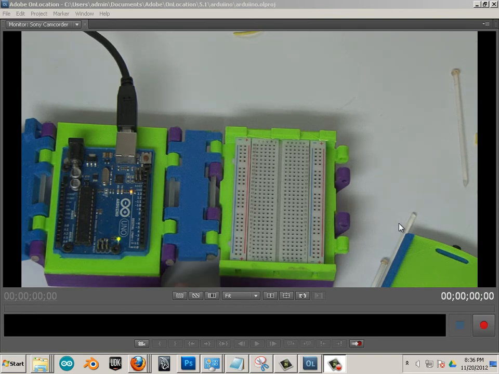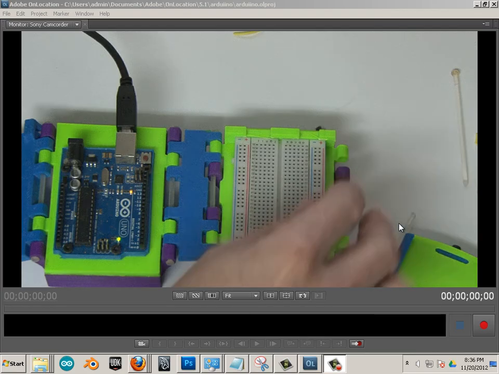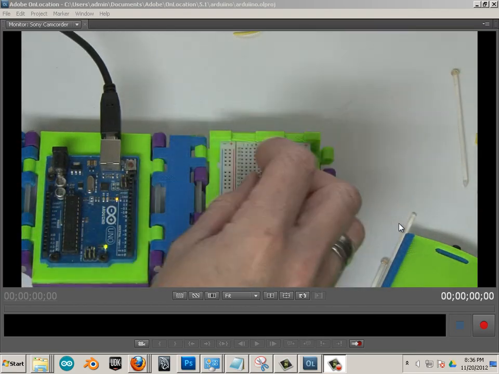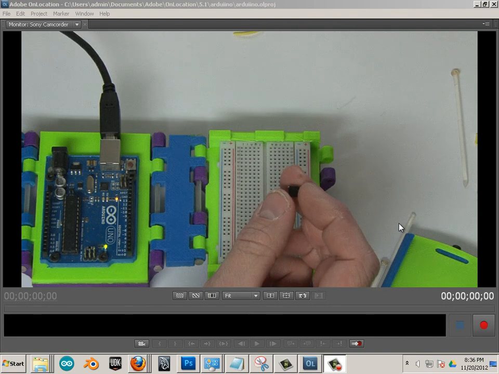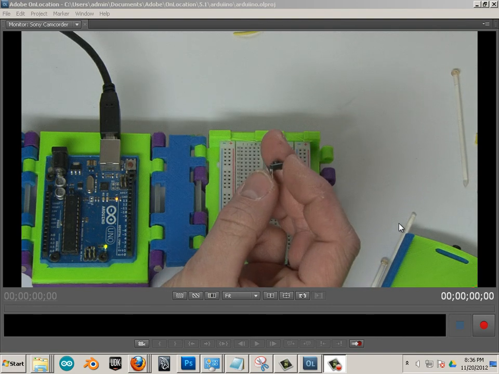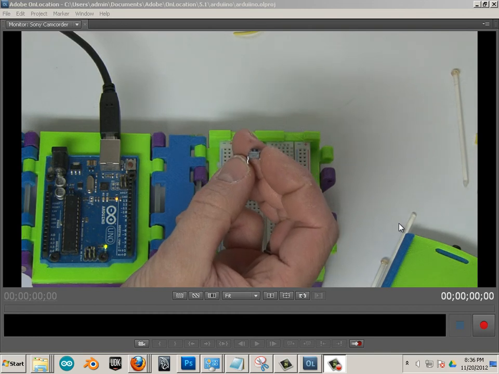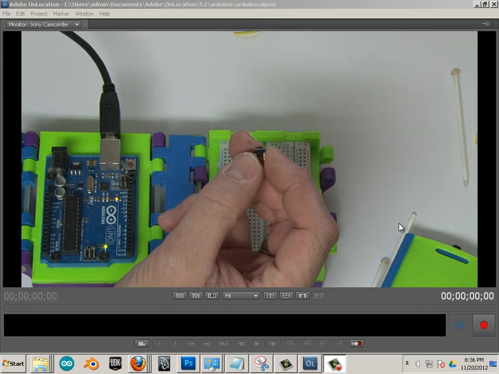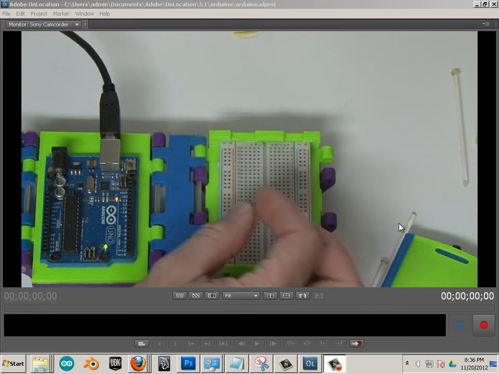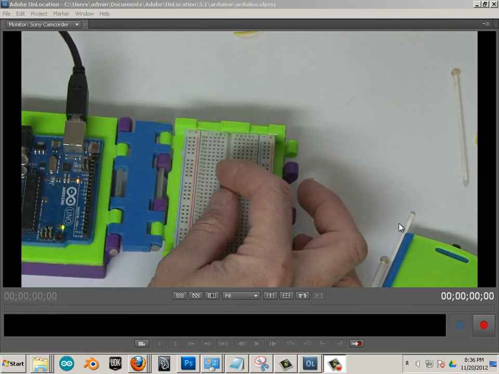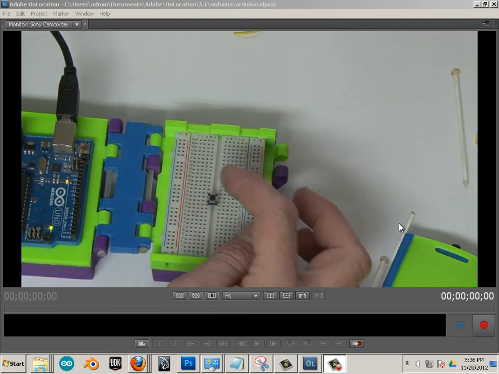Now, we take our switch, and you can get these at Adafruit, you can get these at SparkFun. These are really nice to have. They're really cheap little switches, but they work great for breadboards. And you can see it's divided into two sections here, and see how the metal parts are on the side. So the metal parts are going to be on the right and left-hand side. I'll just put that down in my breadboard like that.